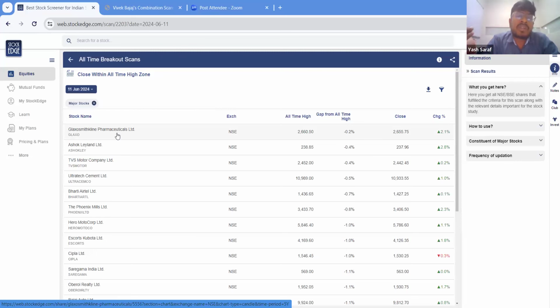So there can be two chances. Either they can make a new all-time high, or they will get out of the all-time high zone. So you will have to track that and you will get to know from the charts itself.